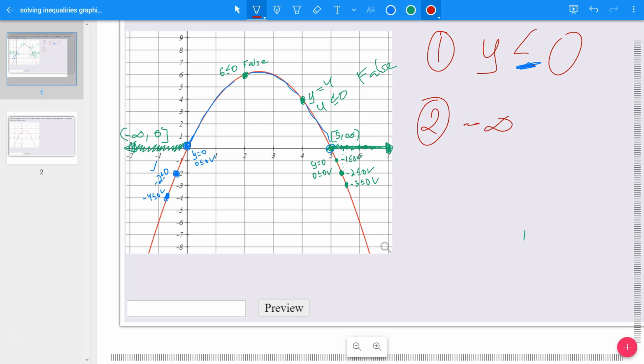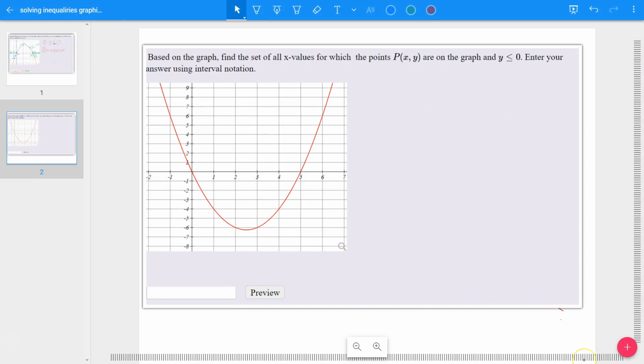You're going to put negative infinity, parentheses, comma, 0, bracket. You need to jump over the gap. So that's union, bracket, 5, comma, positive infinity. And then in the box, you would put negative infinity, same thing, 0, bracket, union, and then 5, comma, positive infinity. Infinity, always parentheses.